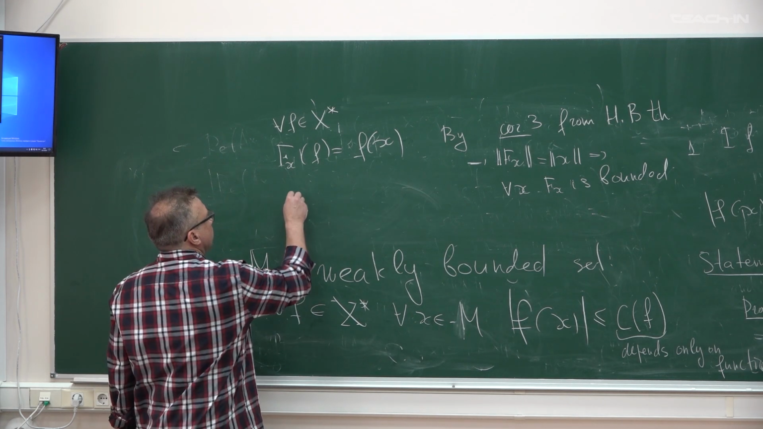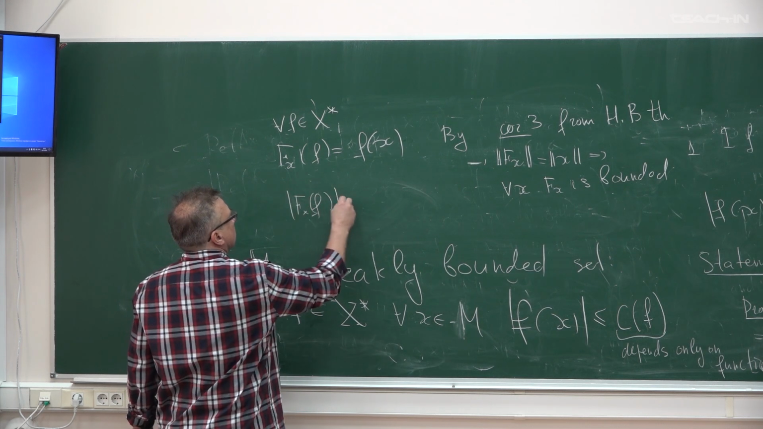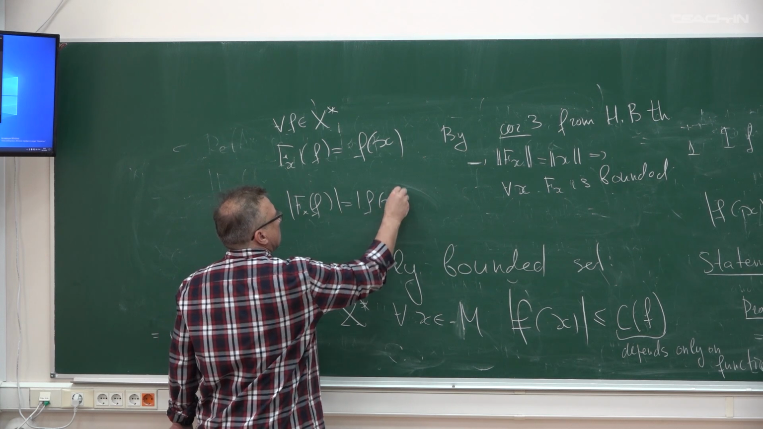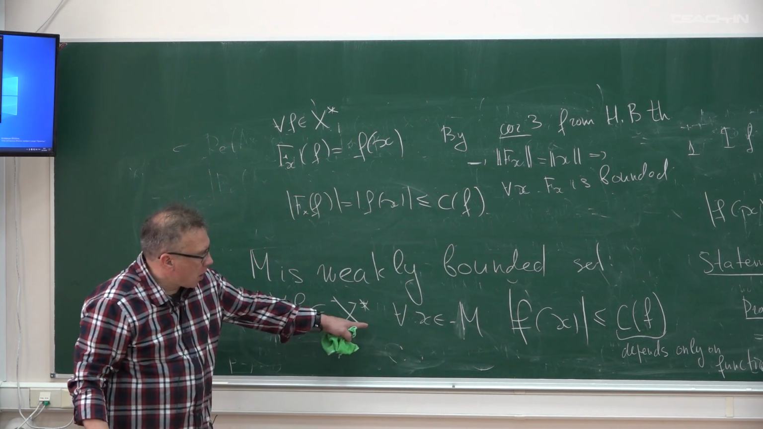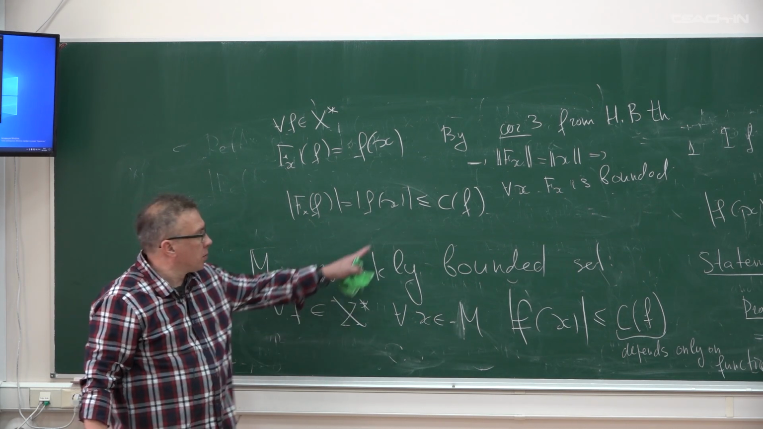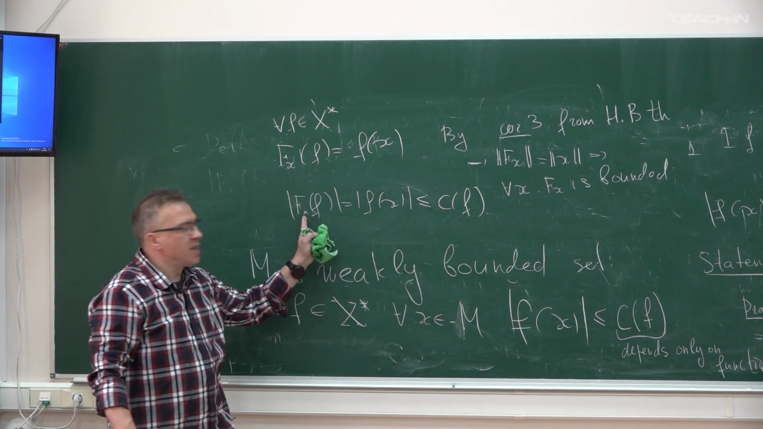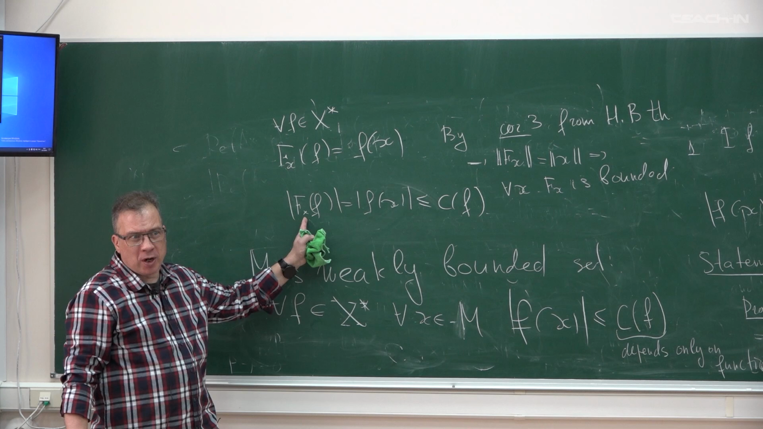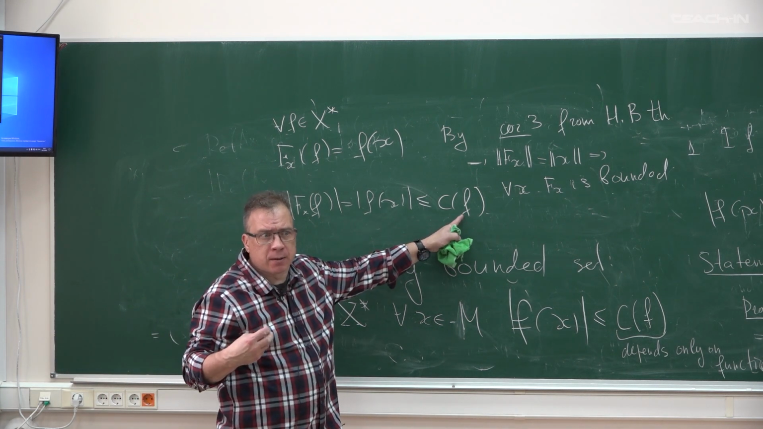And second, by weak boundedness of M, you can write this estimation. And this does not depend on the index. We have the index is x. And this value does not depend on x.